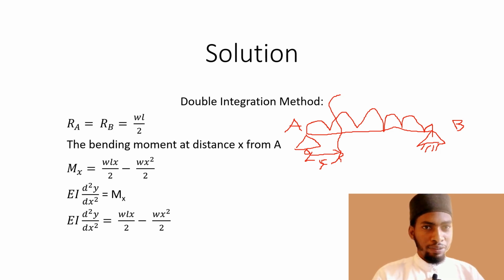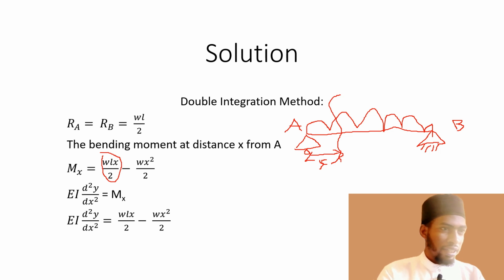If RA is WL over 2 and we substitute RA in the moment formula, we have WL over 2 times x. That's this portion. So we have WLx over 2. Then the second part is this force now, because we have two forces, so definitely we must have another moment.